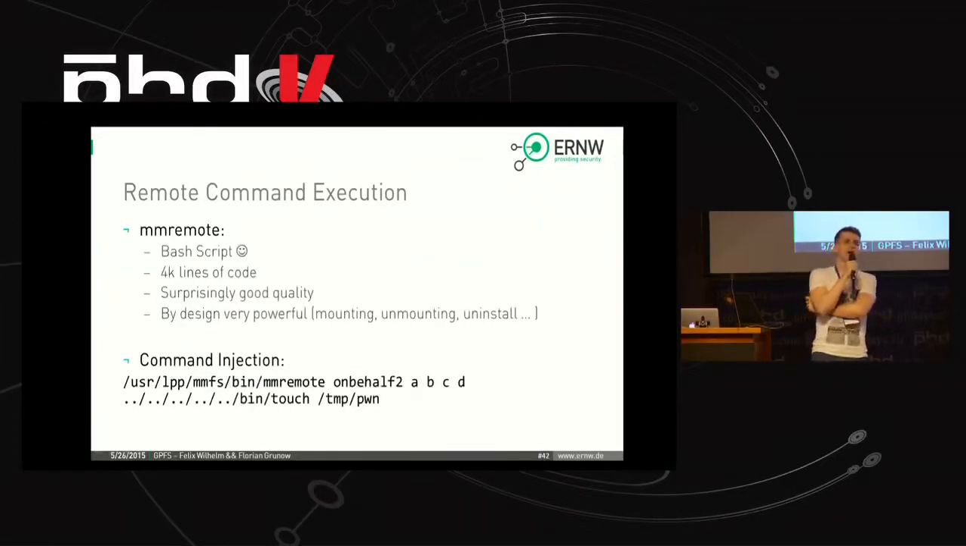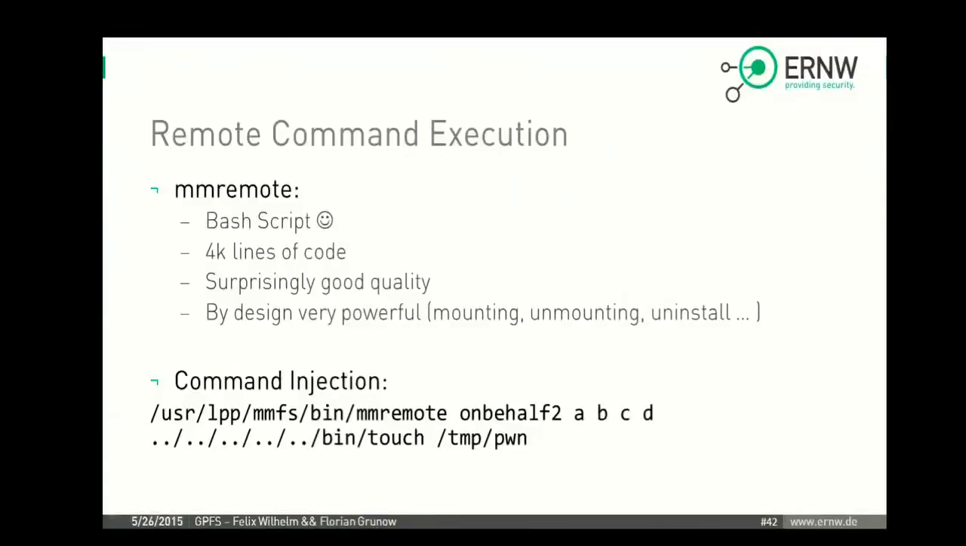And so now if you find a command injection in the remote binary, then you have completely remote code execution. And if you look at the file, you actually see it's not a binary, it's a bash script. And if one of you ever audited a bash script, normally you find a command injection vulnerability every 5 lines or something. In this case, this is actually really good. So it has like 4,000 lines of code. And by design, so without any command injections or something like this, you can actually unmount file systems, mount file systems, or uninstall the GPFS daemon. But somewhere in the code, you have this command injection.